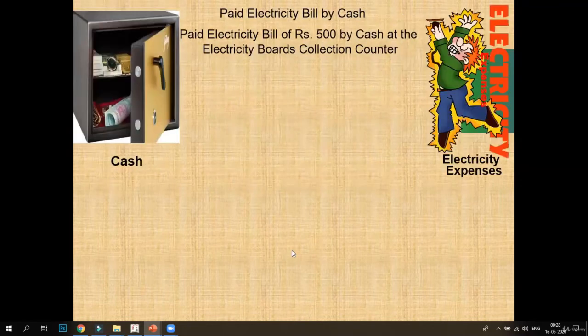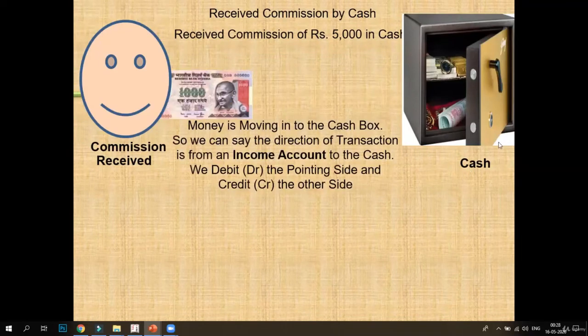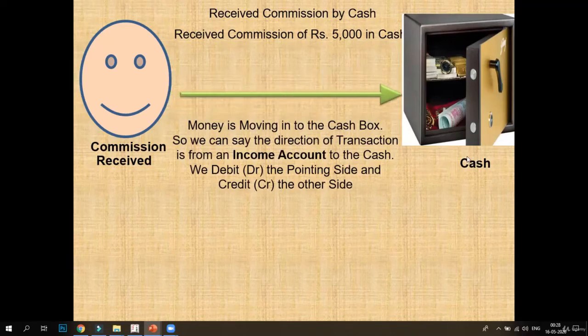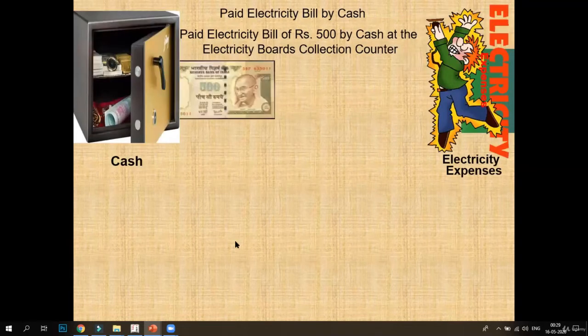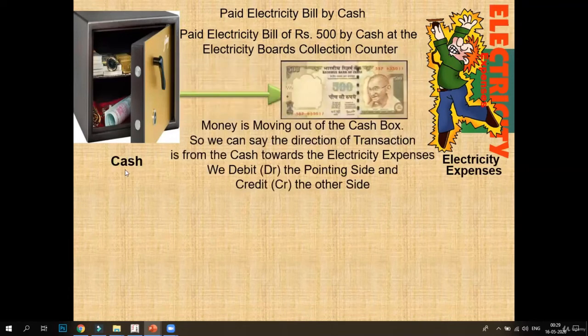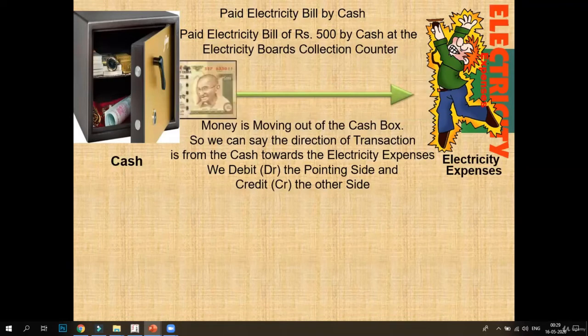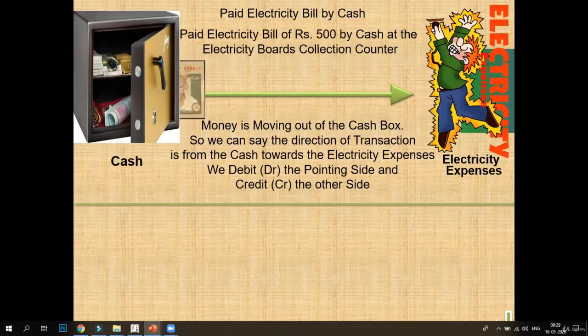Now the next entry is we have received commission by cash of rupees 5,000. So our cash is increasing, the real account is increasing. We'll debit the cash, and the commission received is our income. So as per the nominal account rule, we'll be crediting the commission received. Our entry will become cash account debit to commission received account. Now the next is we had paid electricity bill by cash. So cash is going, the real account is decreasing. We'll credit the cash, and electricity expense is a nominal account. So this is an expense, so we'll debit electricity expenses.